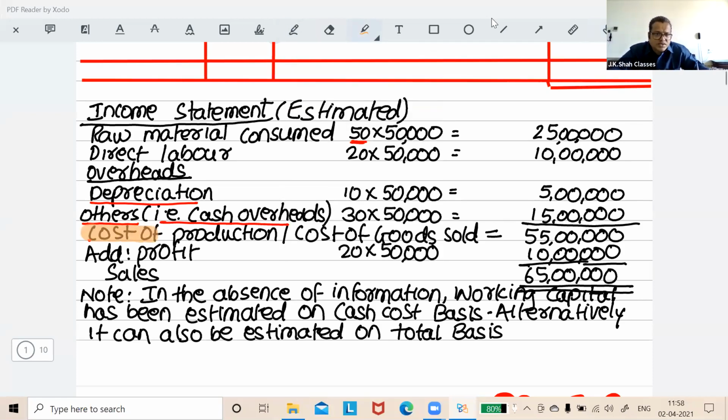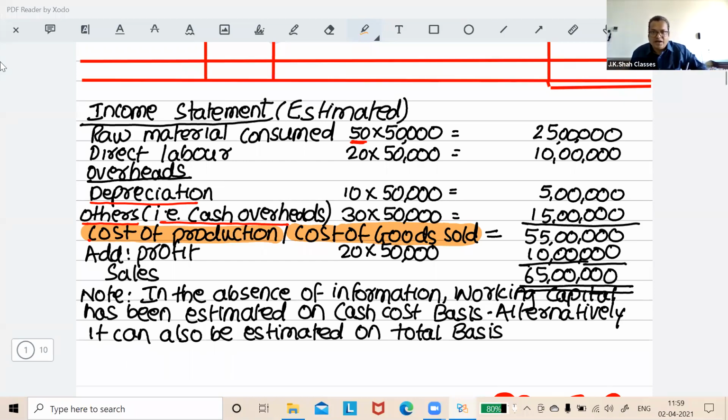We are calling this cost of production, or cost of goods sold. I hope you remember our assumption: if nothing is specified in the question, COP will be the same as COGS. Is it written anywhere in the question that it's a newly commenced business? No. So we assume the opening stock of finished goods is the same as the closing stock of finished goods. So COP and COGS would be the same.